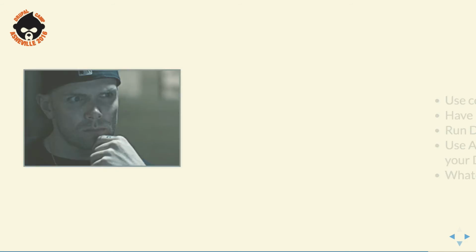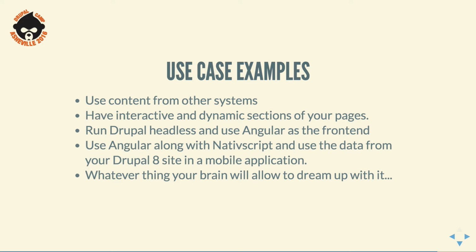Some use case examples that I just thought of: one, to use content from other systems. This could be HTTP, a REST API, or another flavor of API. There's somebody giving a talk here about IoT and pulling data into a Drupal site from controllers and building systems. That kind of thing you could do with some Angular. You could do that with any framework, and pull that into your site and do some dynamic, cool, rich stuff with it. You could have interactive dynamic sections of your pages that you could do all kinds of crazy stuff with. You could run your Drupal site headless and use Angular as the front end.